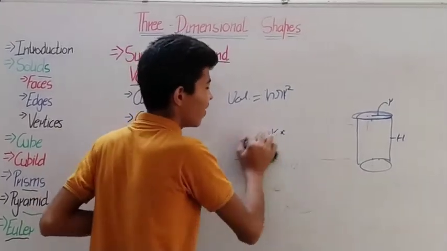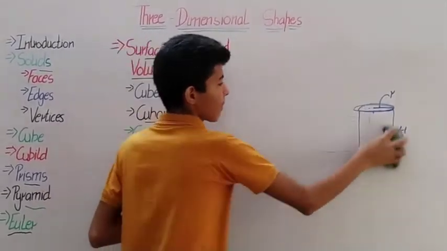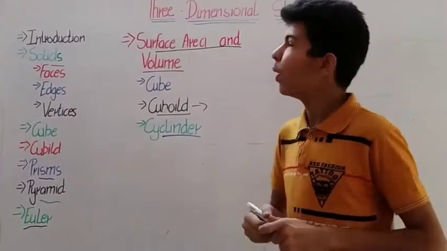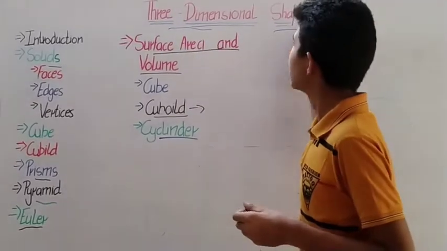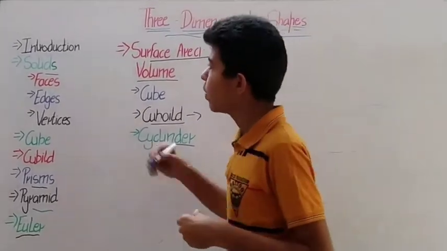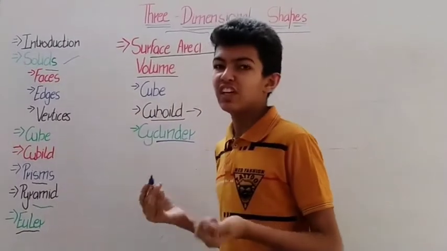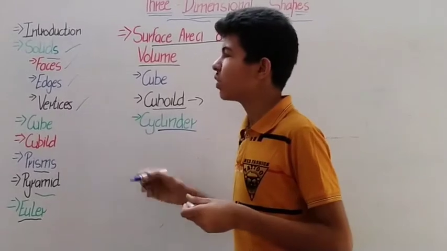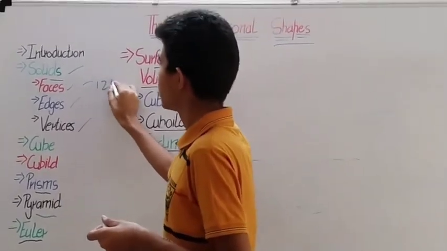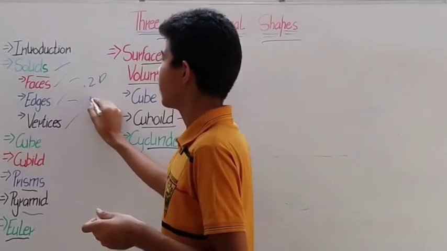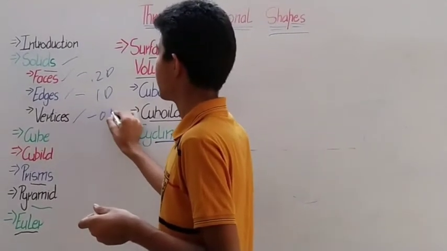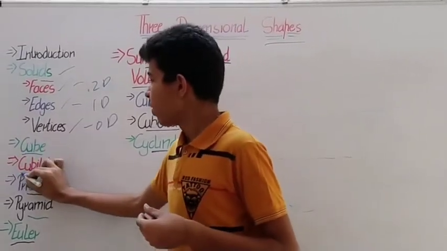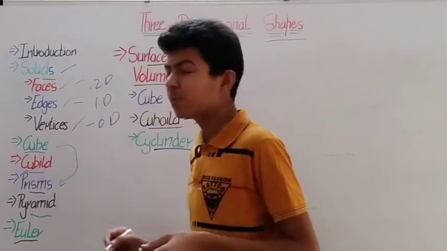So let's summarize what we have learned today. First we started learning about what the 3D shapes and solid shapes are. Then we learned the definitions of solids and the components of solids, that is faces, edges and vertices. The faces are referred to as 2D, the edges as 1D, and the vertices as 0D. Then we learned about the cuboid, which is in fact part of the prisms.